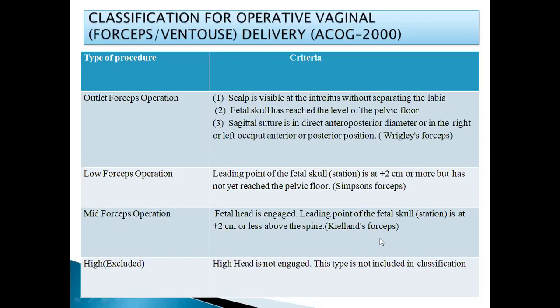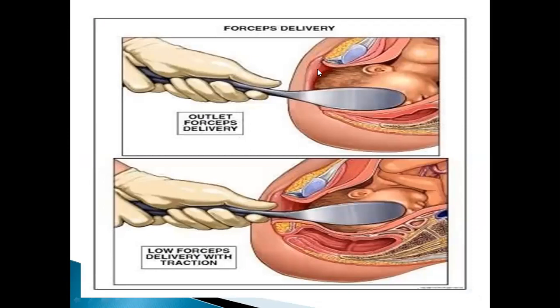Okay, so this excluded hai, we will not discuss regarding this. Isme to head both upar hai. Okay. So we need only these three mainly. Outlet forceps operation ke liye, we will use the regular forceps. Simpson forceps, low forceps operation ke liye, mid forceps operation, Kielland operation ke liye, Kielland forceps ka use karna hai. Now you can see here outlet forceps mein humne bola pelvic floor muscles ko touch kar diya hai fetus ne. Abhi sirf usko bahar aana hai.